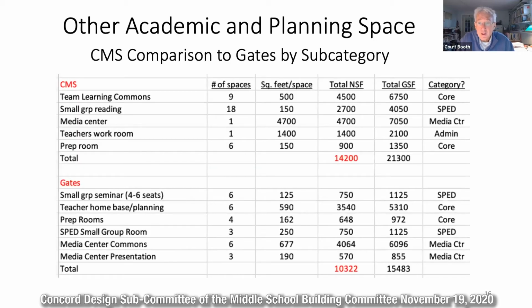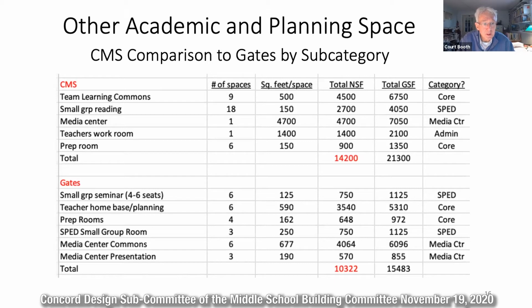So now we do a Concord and Gates comparison. I'll give you a moment to look at this and see if there are any factual errors here. I don't think so. We've been over this a few times, but we'd invite your scrutiny.